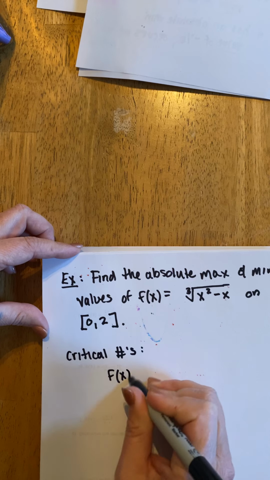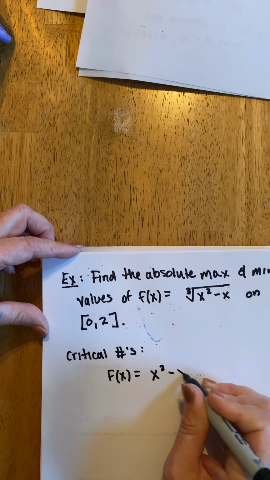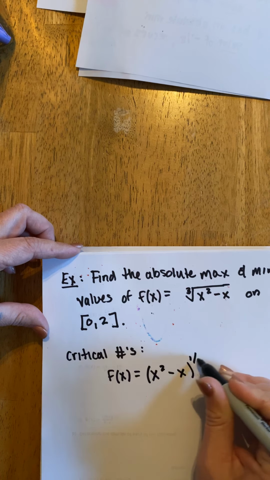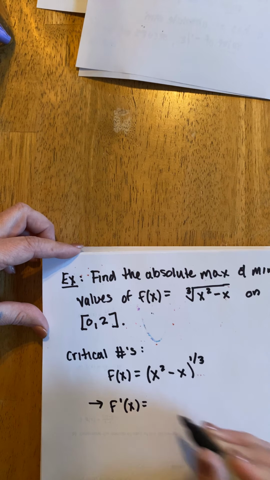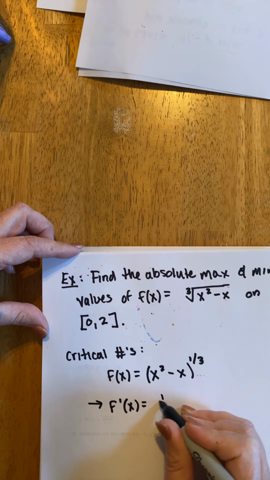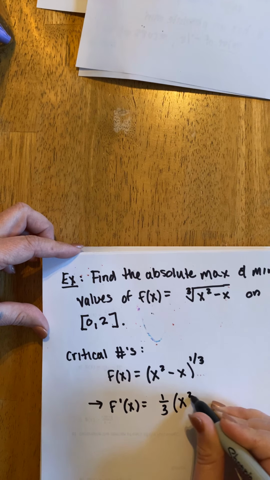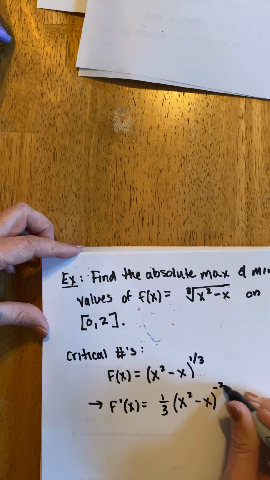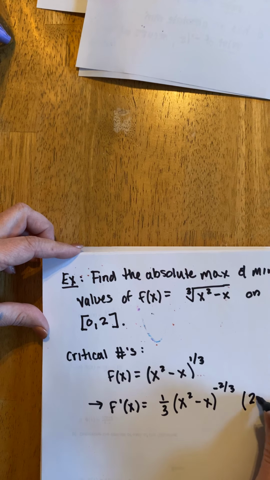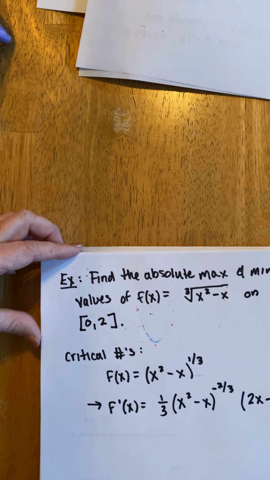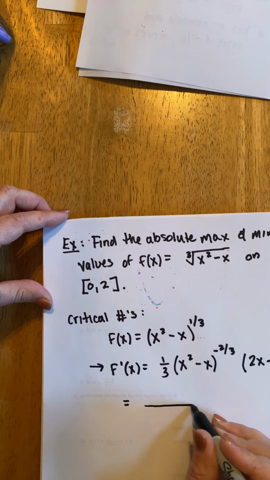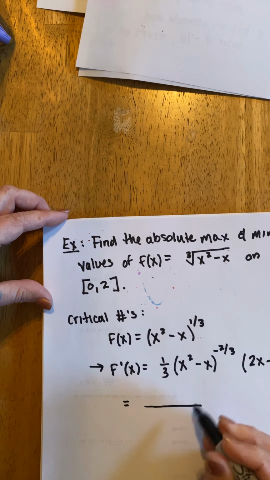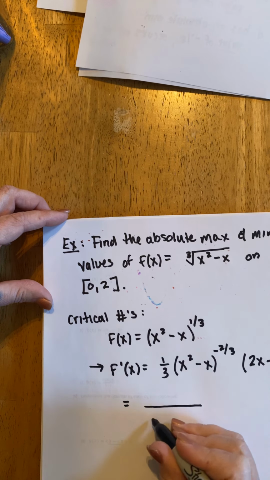I'm going to rewrite this function, all radicals as power functions, so then it's easier to take the derivative. So now I'm going to use the chain rule in combination with the power rule. Bring the power out front, leave what's inside alone, drop the power by 1, multiply by the derivative of what's inside. Right now, this is going to get a little bit trickier to work with. I'm going to rewrite this, putting the x squared minus x to the negative 2/3 in the denominator.